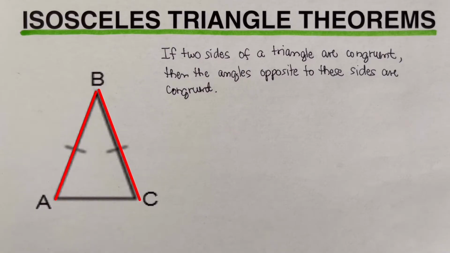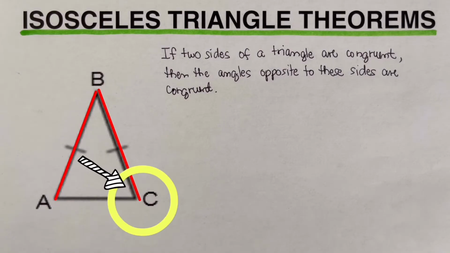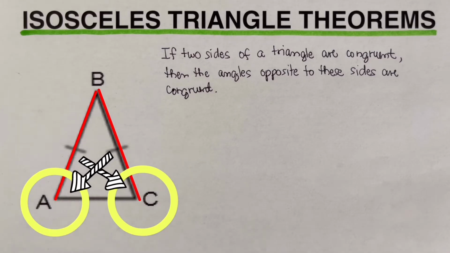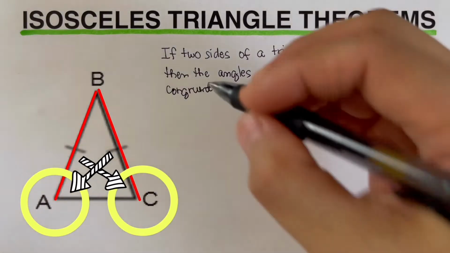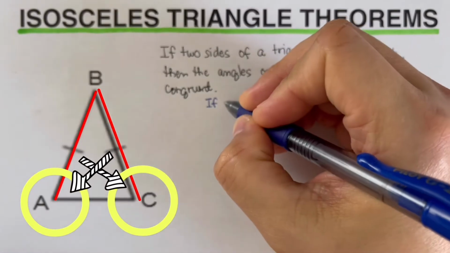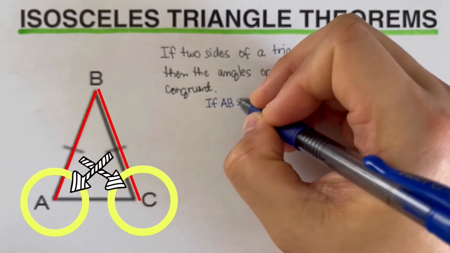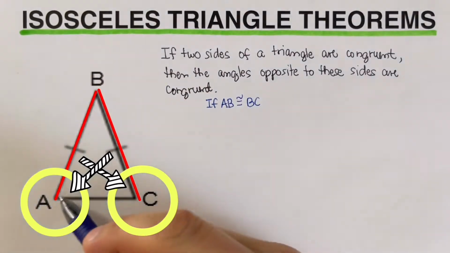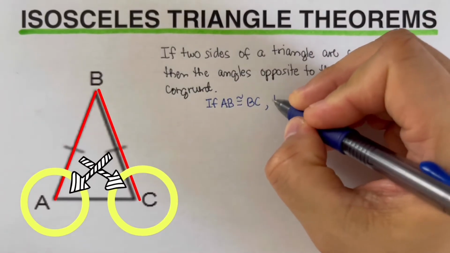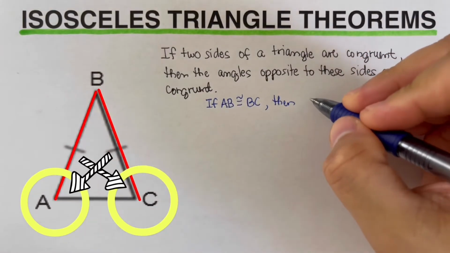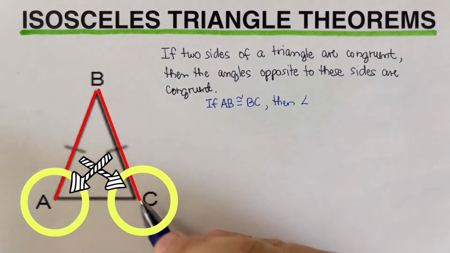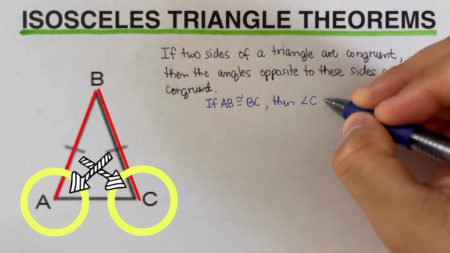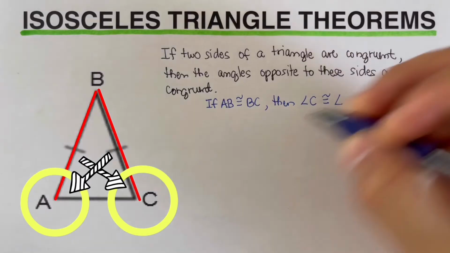We can say that the angle across from AB, which is angle C, and the angle across from BC, which is angle A, both of these angles are congruent. That means they are equal. So we can say that if AB is congruent to BC, then the angle opposite to AB, angle C, is congruent to angle A.